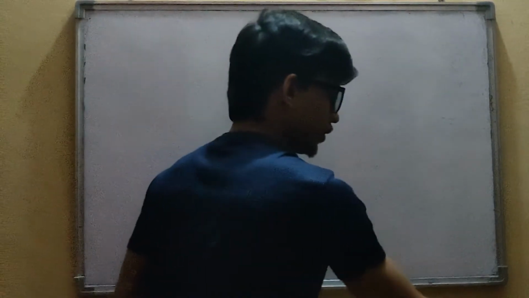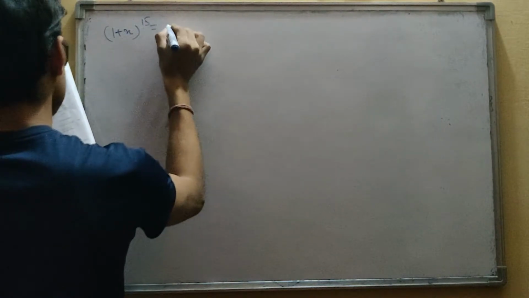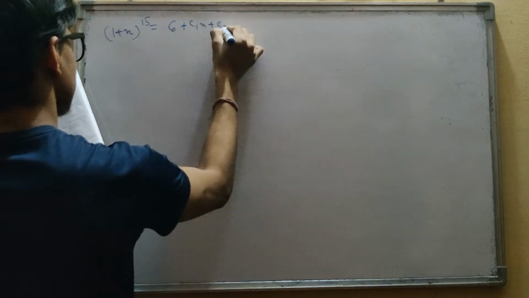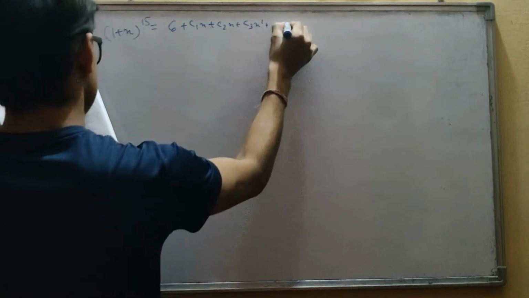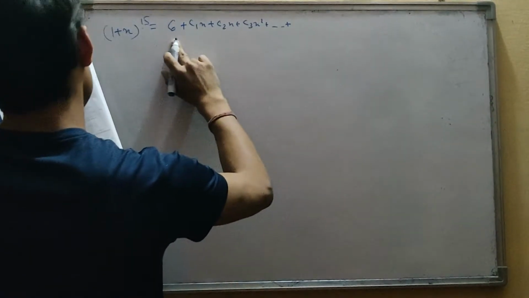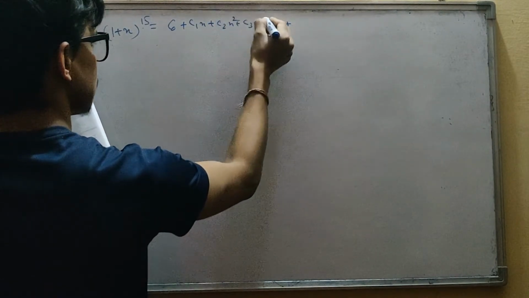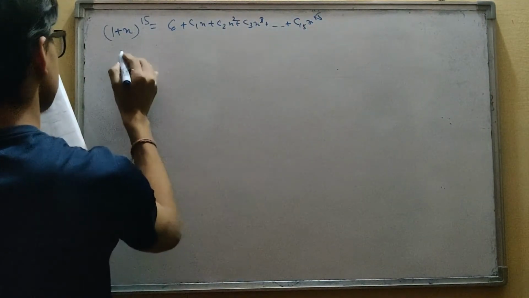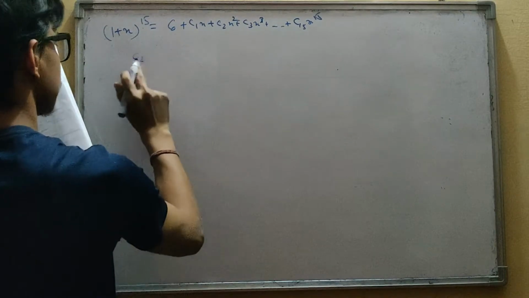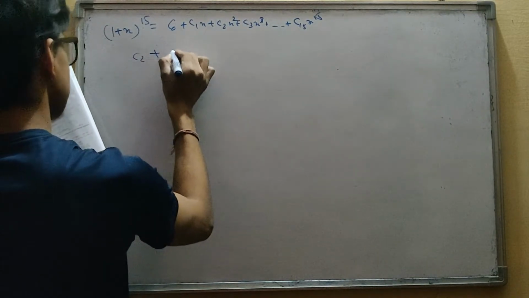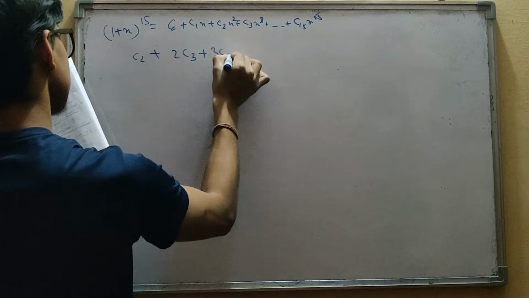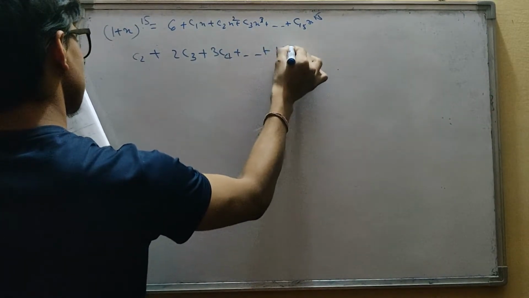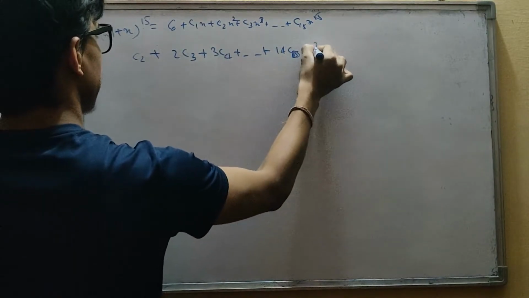Now the next question is question number 14. So the question is like this: if (1 plus x) to the power 15 is written as c0 plus c1x plus c2x square plus c3x cube, and so on, up to c15x to the power 15. So they want us to calculate the value of this sum. Of course, it means 15c2 plus 2 into c3 plus 3 into c4, and so on, up to 14 c15, right? So I have to calculate this.